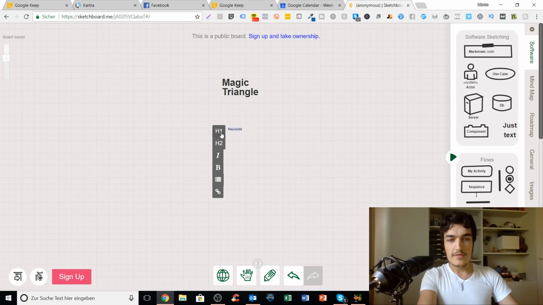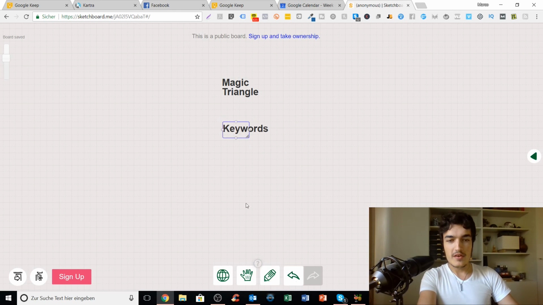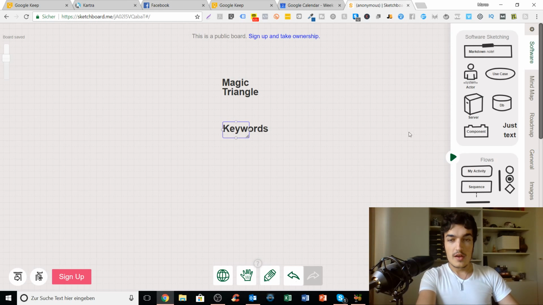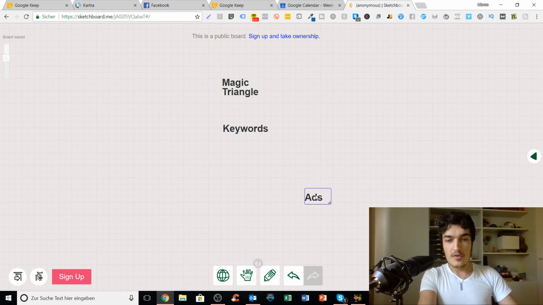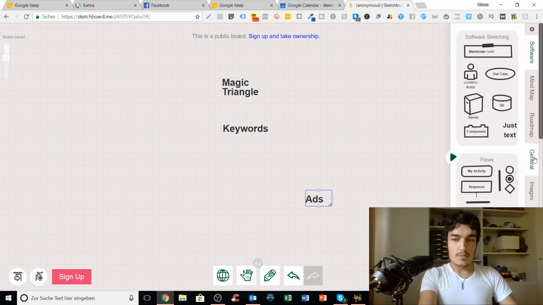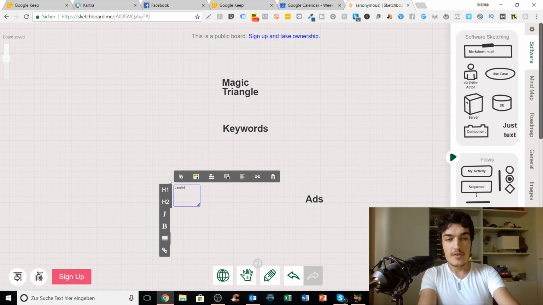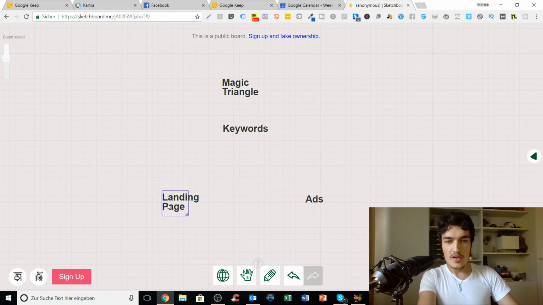So first of all, we have keywords. They basically make the heart of your ad campaigns. We obviously have the ads themselves that are there to get people on your site, and ultimately we have the landing page, Shopify, ClickFunnels, whatever. So these are the three components of the magic triangle.